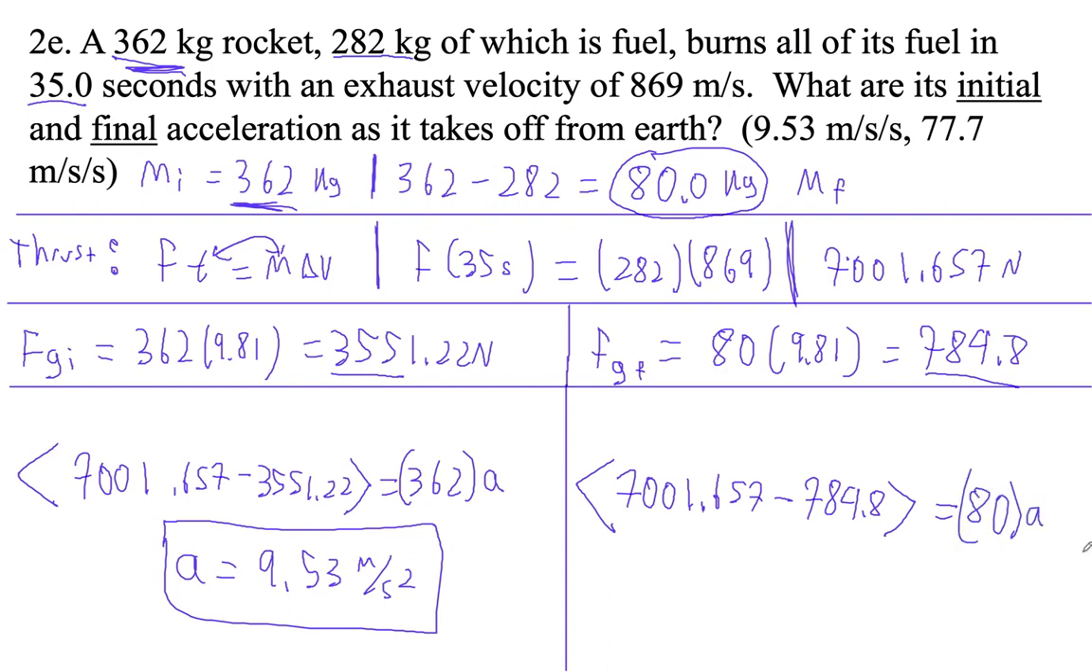Okay? Okay, here we go. Let's do this before the Mac crashes. Okay, 7,000 minus, let's see, 784.8. That's 6216 divided by 80. 77.7. The final acceleration is a not human sustainable 77.7 meters per second squared. Ta-da! All right.